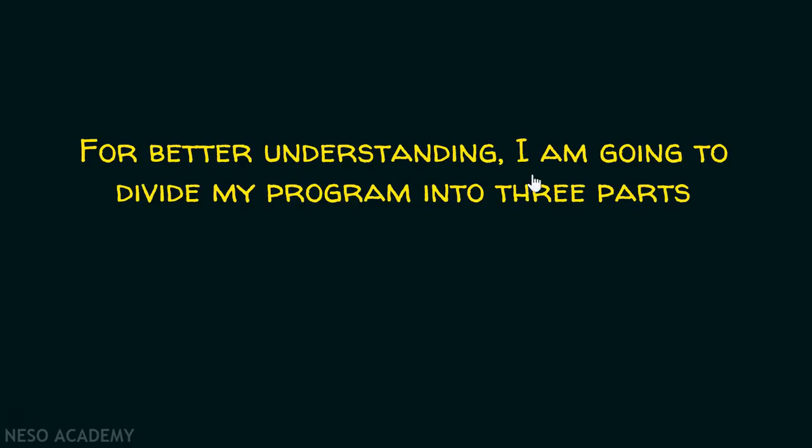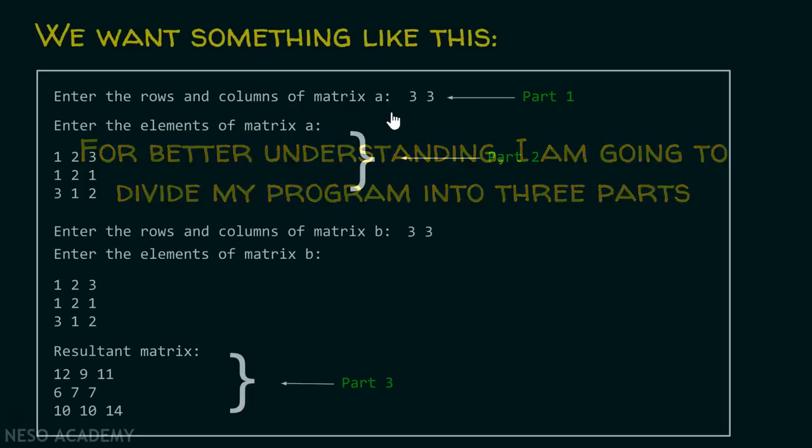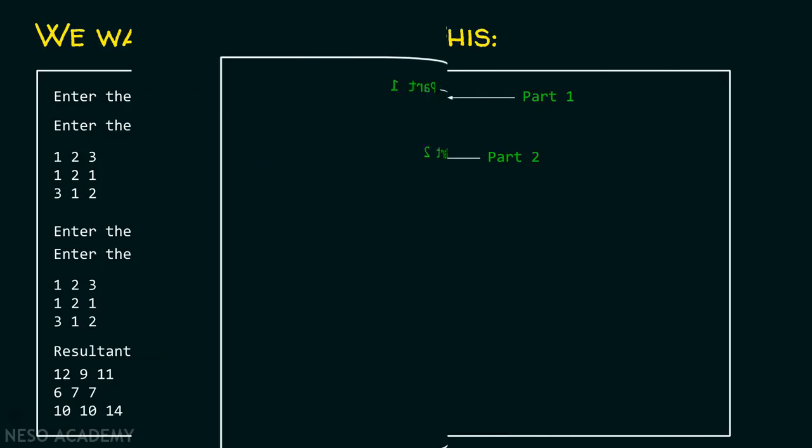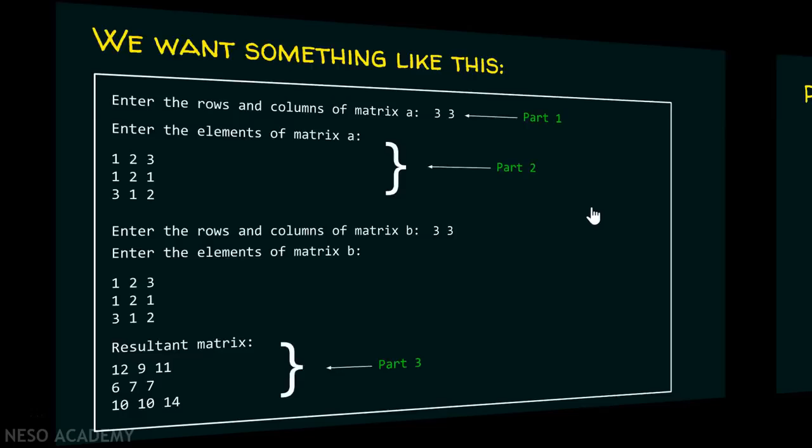For better understanding, I'm going to divide my program into three parts, and here are those parts. In part 1, I will explain how to ask the user to enter the rows and columns of a particular matrix. In part 2, I will explain how to ask the user to enter the elements of a particular matrix. And in part 3, I will explain how to calculate the resultant matrix. Let's see part number 1.